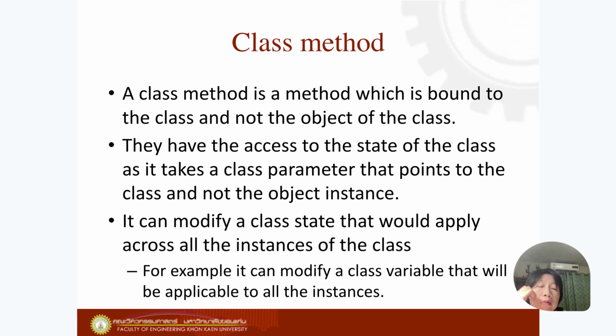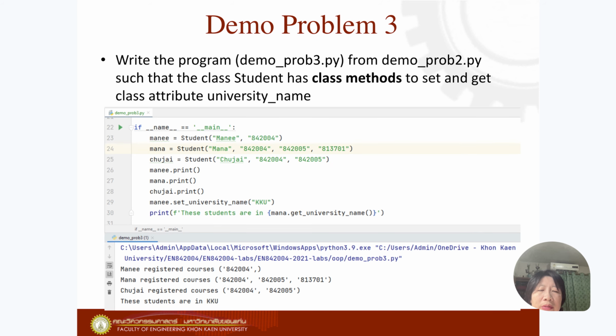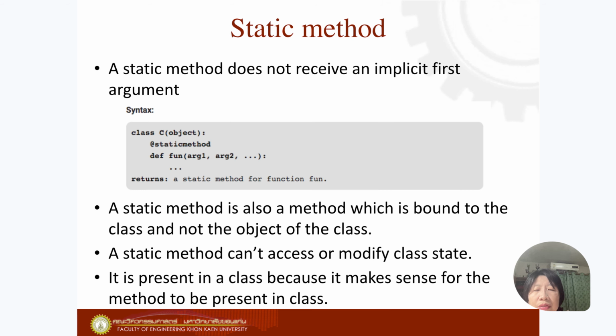So class method is a method which is bound to the class, not the object of the class. They have access to the state of the class, and it takes a class parameter that points to the class and not the object instance. It can modify a class state that would apply across all the instances of the class. For example, it can modify a class variable that will be applicable to all the instances. And this demo program will help you to understand more about class method. You need to define class methods to set and get class attribute using name.